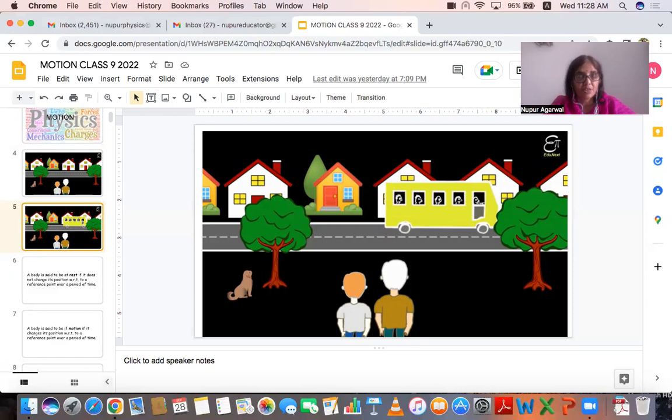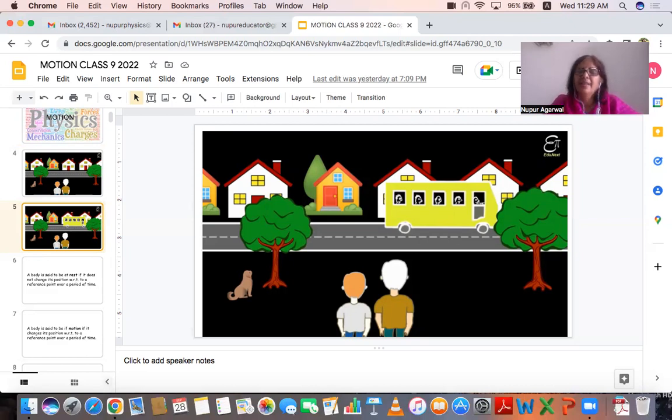Is their position changing? No. So since their position is not changing, they both are at rest with respect to each other. But with respect to a stationary tree outside, definitely their position is changing. Hence, they both are in motion with respect to the tree. But they are at rest with respect to each other.